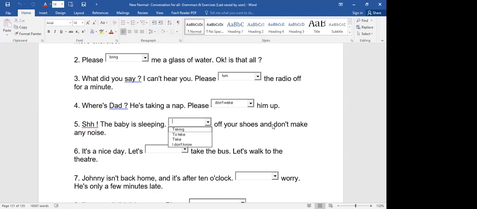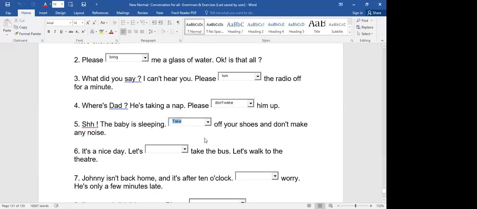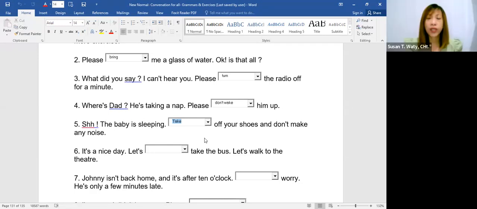Shh. The baby is sleeping. Take off your shoes and do not make any noise. Oh, and don't make any noise. Any noise. Ya, noise, and itu then, jangan ribut begitu. Noise, the meaning is suara. So don't make any noise, jangan bersuara, jangan ribut begitu kira-kira. Okay, perfect. Thank you, Miss Fu.